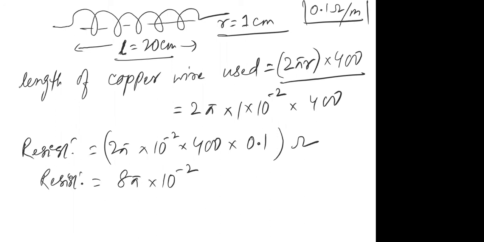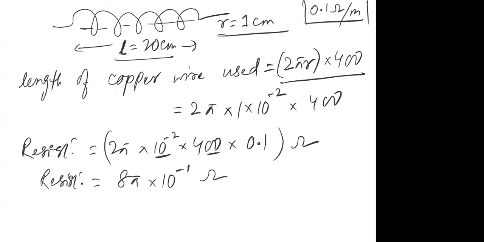Did I make some mistake? Right, so this will not be 10 to the minus 2. This will be 10 to the minus 1. Is it correct? Just check it. The 2 pi, this 100 from the power will get cancelled out. So this will become 8 pi multiplied by 0.1, which I have written as 10 to the power minus 1. This is the total resistance.